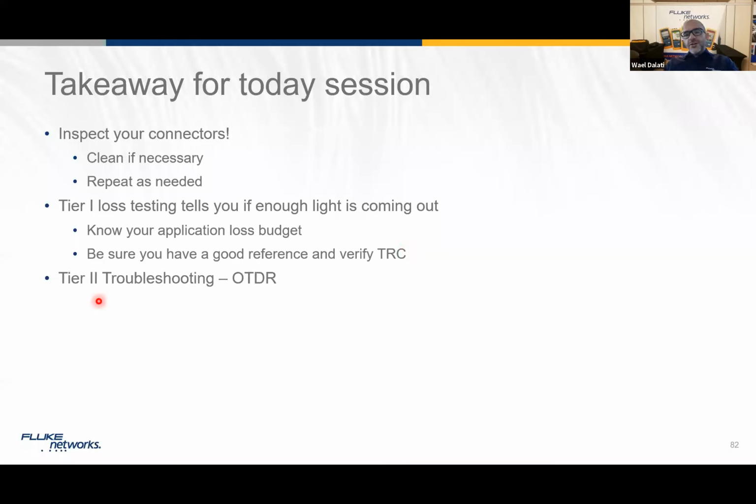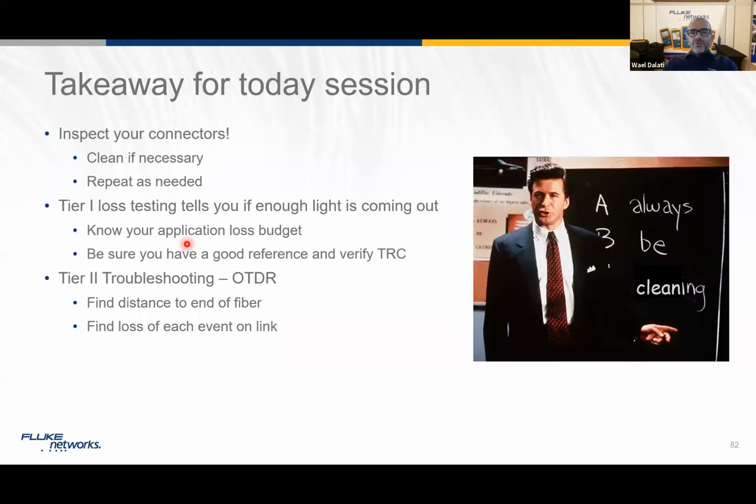Tier-2 OTDR troubleshooting is great to find the end of the fiber, great to find bends, breaks, any problems on my cable, and find the loss of components of my link. Maybe that connector is not good. Let me fix that. I can get a better loss overall. So I can do my troubleshooting on the OTDR and then come back to Tier-1 and retest after I fix, and then I get things right. So keep doing things right, please.